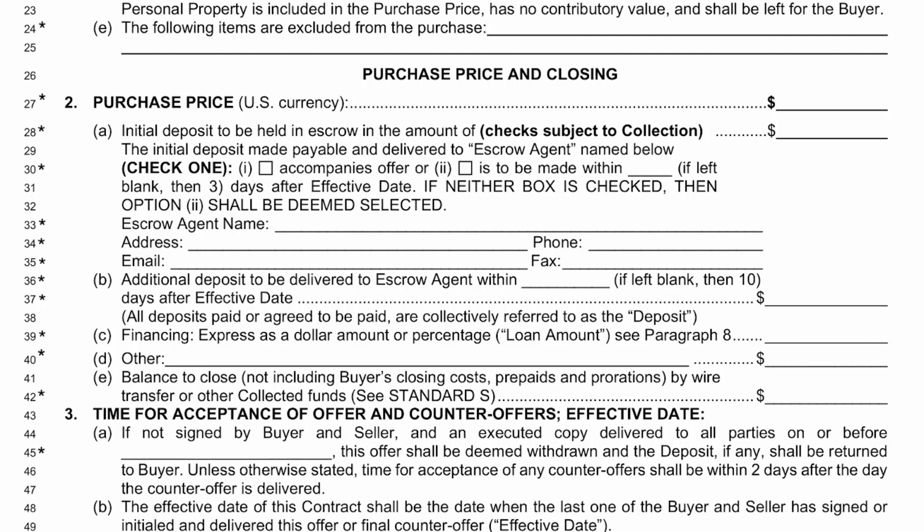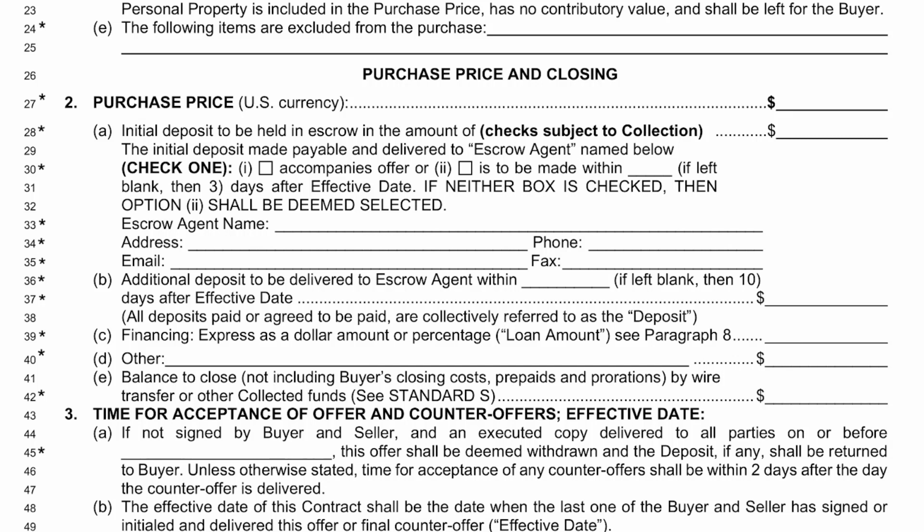When we move down to purchase price and closing, a lot of this is pretty self-evident. The purchase price is whatever you and your buyer have agreed to offer. That can always change if the seller comes back and counters. The initial deposit, line 28. This is the amount that is going to be held in escrow. It does go towards the purchase price.